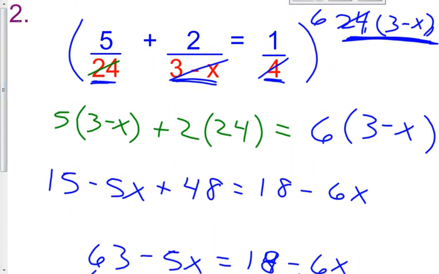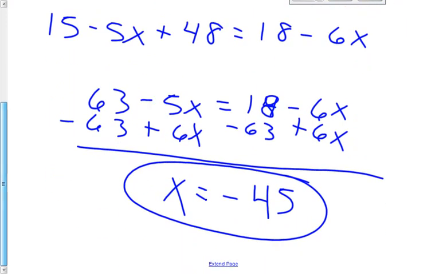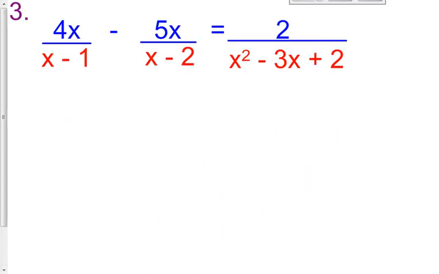On this one, if you had 3 here, that would make it 0, but because we have a negative 45, that should be good. You could check your work if you would like to, but I do not require that. X equals a negative 45. This is your answer. Let's try number 3.